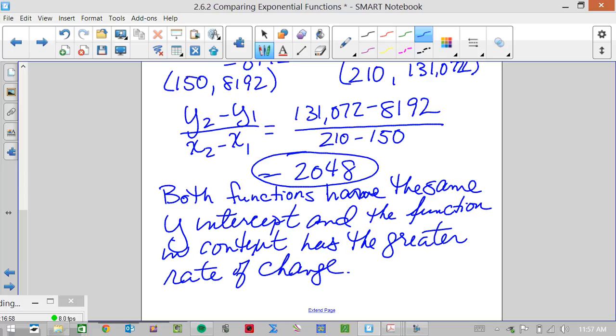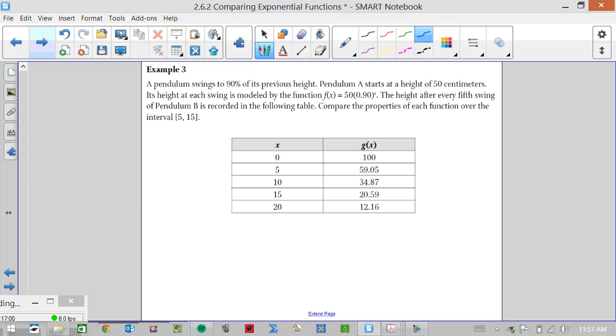All right, last problem. Problem 3. Another pendulum problem. We've had this one before. A pendulum swings to 90 percent of its previous height. Pendulum A starts at a height of 50 centimeters. Its height at each swing is modeled by the function f of x is equal to 50 times 0.9 raised to the x. The height after every fifth swing of pendulum B is recorded in the following table. Compare the properties of each function over the interval 5, 15.